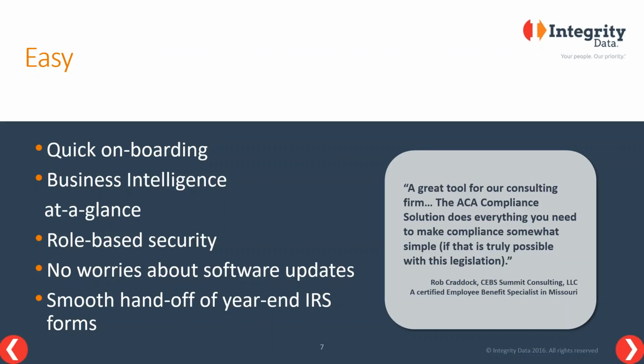I'm going to, of course, talk about how to do that. So what does that mean? Quick onboarding, of getting it set up for you. Business intelligence at a glance, really understanding who needs to be offered coverage quickly, and you'll see some alerts and things like that that help you do that. Role-based security. Don't have to worry about software updates because the system is a hosted solution, as you'll see. And of course, smooth handoff of year-end IRS forms, whether that's e-filing, whether that's utilizing our fulfillment services options to be able to have the 1095-Cs printed and mailed to your employees by a third party. We're going to handle all of that for you and help you go through a smooth process related to those.